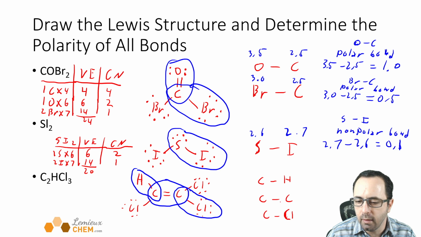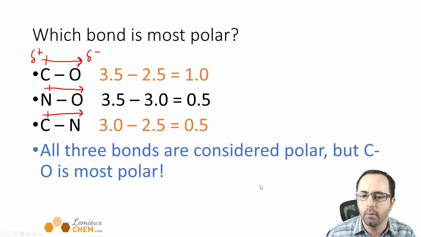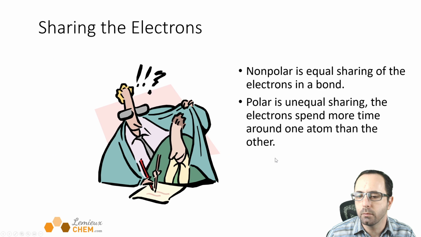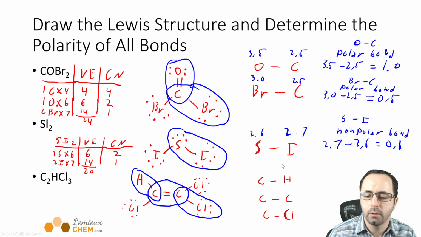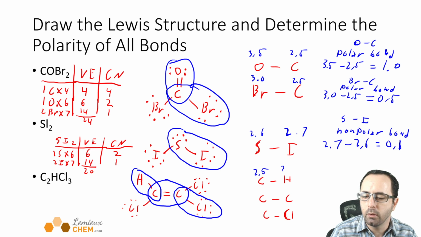So we're going to need the electronegativities for each of these. So carbon, hydrogen, chlorine. For carbon, it is 2.5. For hydrogen, it is 2.2. And for chlorine, it is 3.2.